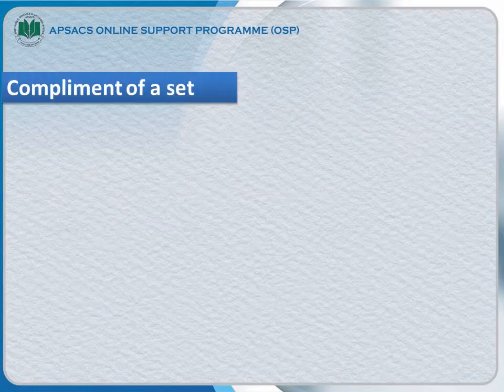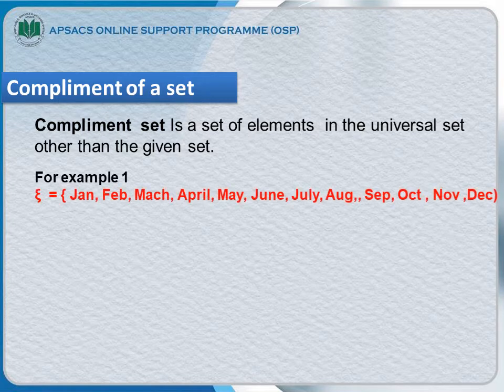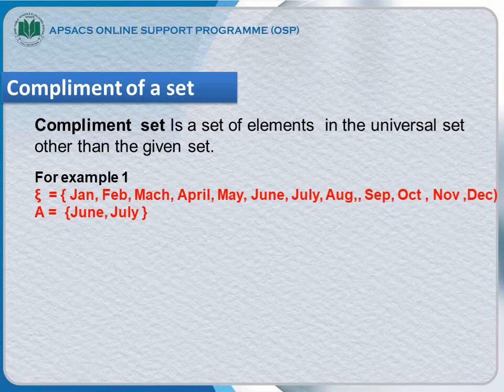Next, complement of a set. Here is the definition of complement of a set. The complement of a set is the set of elements in the universal set other than the given set. As we were discussing about the summer holidays, the universal set was January, February, March, April, May, June, July, August, September, October, November, and December. And set A is June, July, the set of summer holidays. Clear?